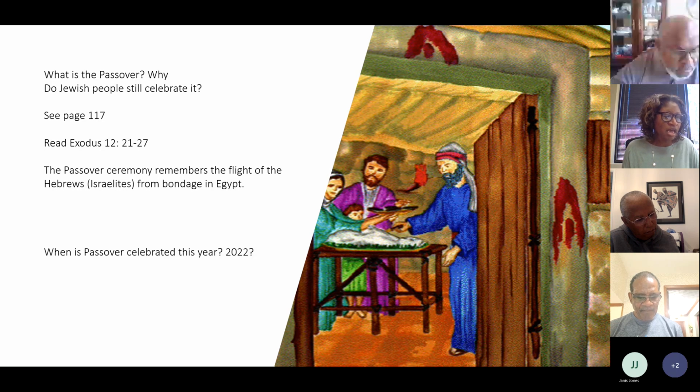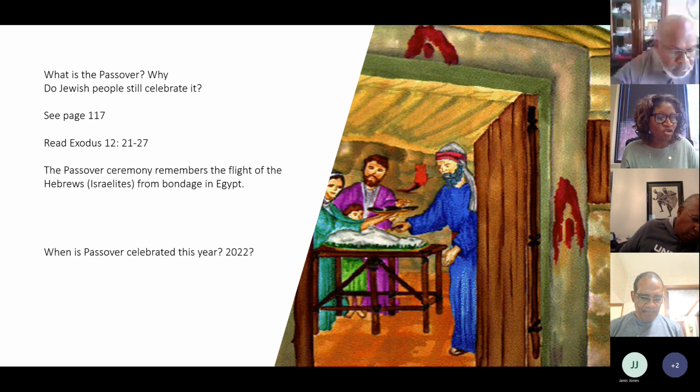Remember, this was a plague. "He will see the blood on the top and sides of the door frame and will what? Pass over that doorway. And he will not permit the destroyer to enter your houses and strike you down. Obey these instructions as a lasting ordinance." Did y'all catch that, verse 24? "Obey these instructions as a lasting ordinance." For who? You and your descendants.